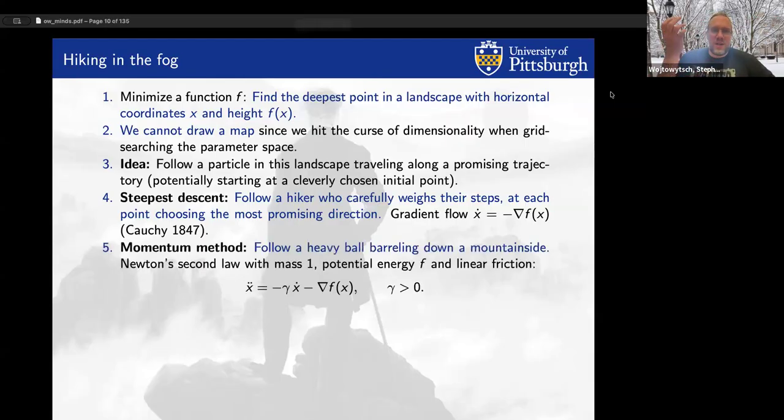And then we've got a second distinct physical system, which is the momentum method. The physical intuition for that would be we follow a heavy ball that's just rolling down a mountainside. And these are very different physical systems, as we'll see in a little bit. This kind of physical system is what gives rise to the methods that are often called accelerated gradient descent. And I have issues with that name because it's really not the same as gradient descent. It's not just choosing our steps carefully, it's really integrating something like inertia.